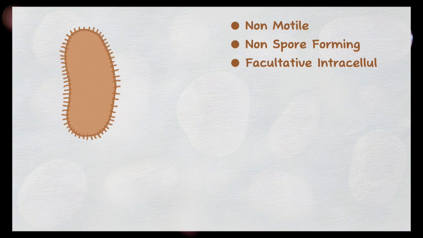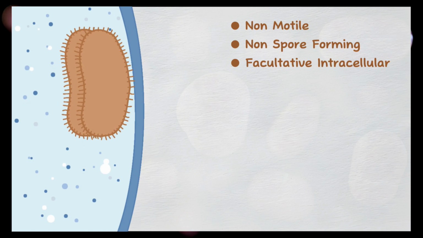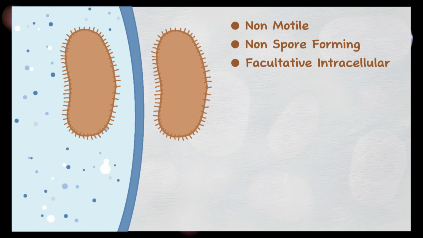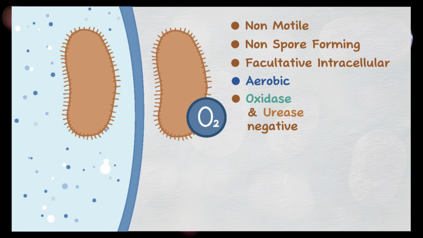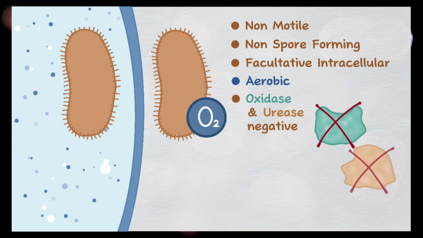Francisella tularensis is non-motile, non-spore-forming, and facultative intracellular, meaning it is capable of surviving both outside and within host cells. It is also aerobic, requiring oxygen for survival. Additionally, it is oxidase and urease negative, indicating that it does not produce these enzymes.